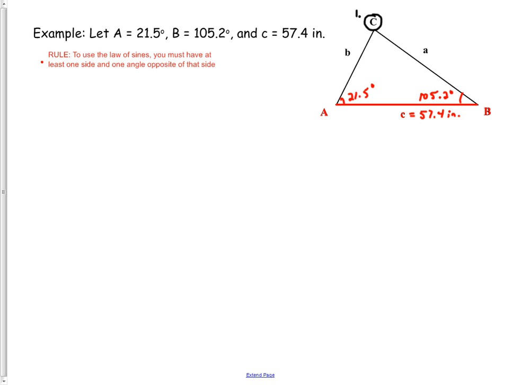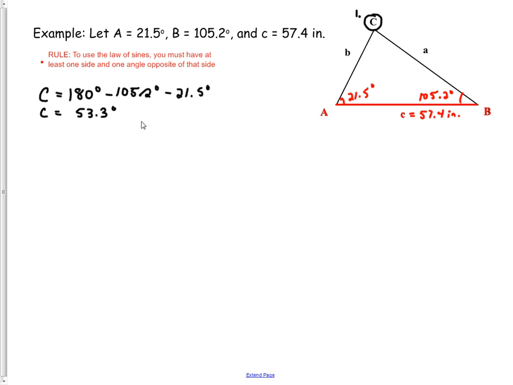Therefore, angle C will be equal to 180 degrees minus 105.2 degrees minus 21.5 degrees. That gives us angle C of being 53.3 degrees when I work that out. Again, anytime I'm getting an answer here on the screen, verify that with your own calculator. All right, so we found angle C.